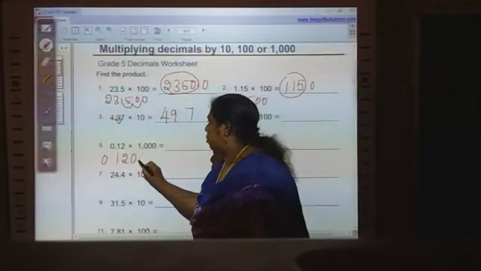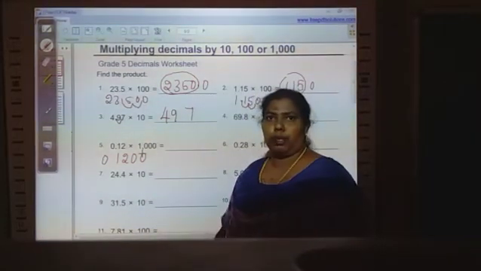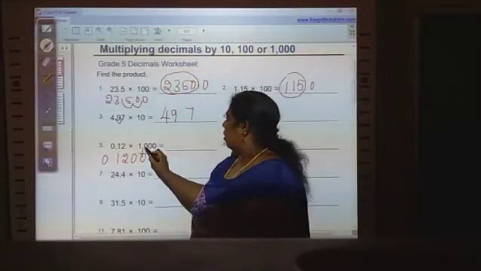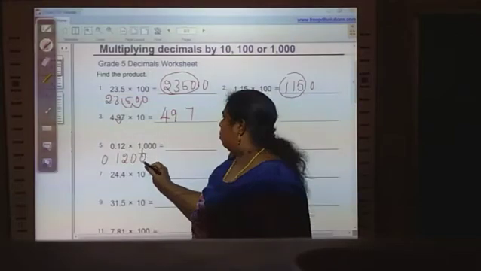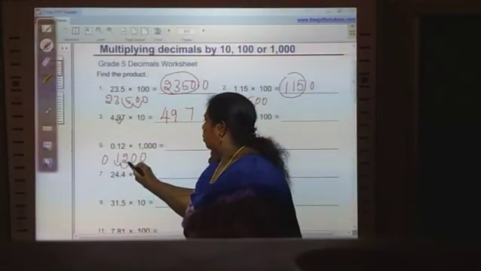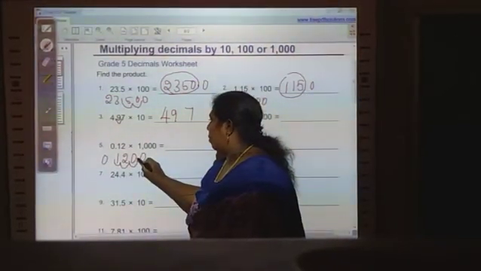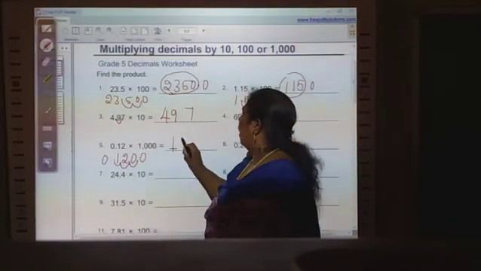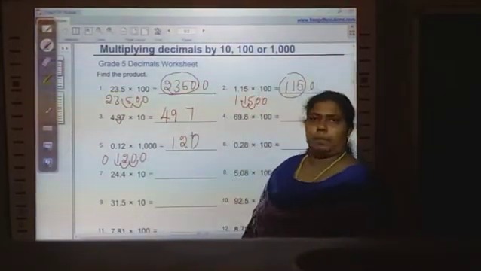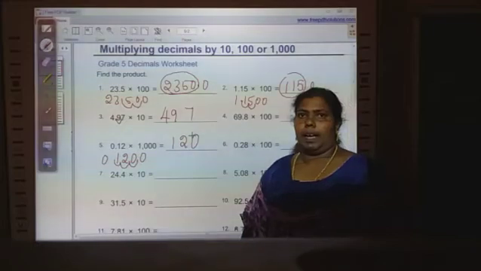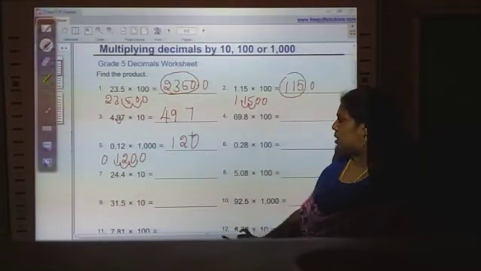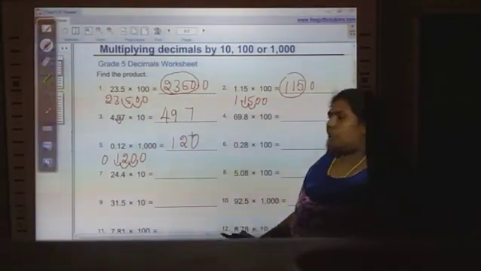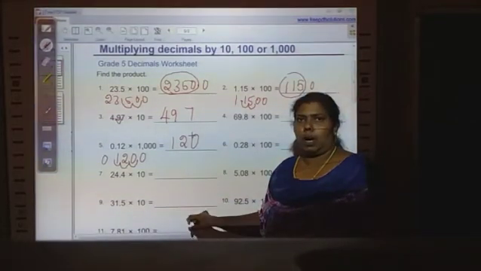Next, 1000 here, 0.12. Just add 2 or 3 zeros. How many places do we want to move? 3. 1000 means 3 places we want to move. So 1, 2, 3. Where will the decimal point come? Here. That is 120. Right? 120. Now the remaining questions till 10, the remaining questions you are going to do. That's your homework. Right?